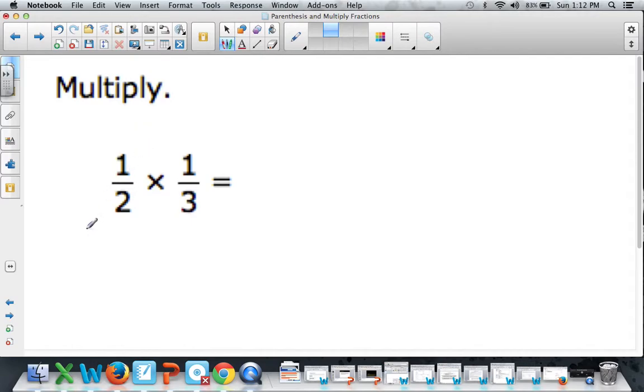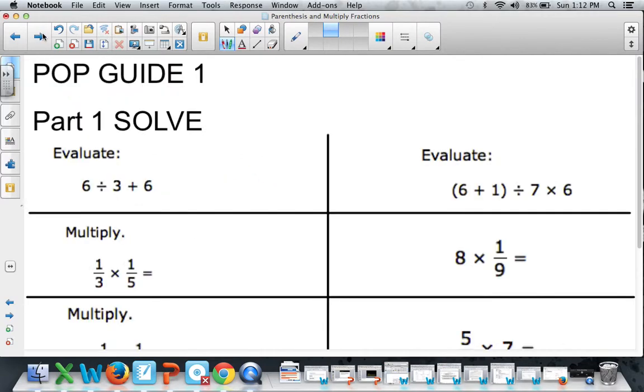Multiply this fraction. Well, it's not hard. We already talked about going straight across. So 1 times 1 equals 1, and 2 times 3 equals 6. All you gotta do is remember, numerators on top, denominators on bottom. We're going to have a fraction answer. 1/2 times 1/3 gives you 1/6. Simple as pie.